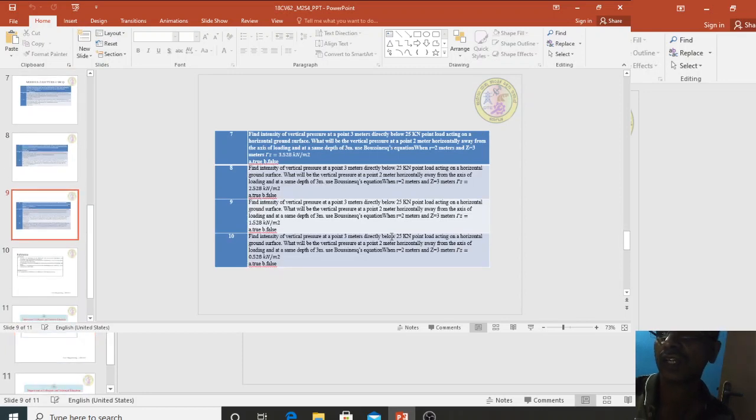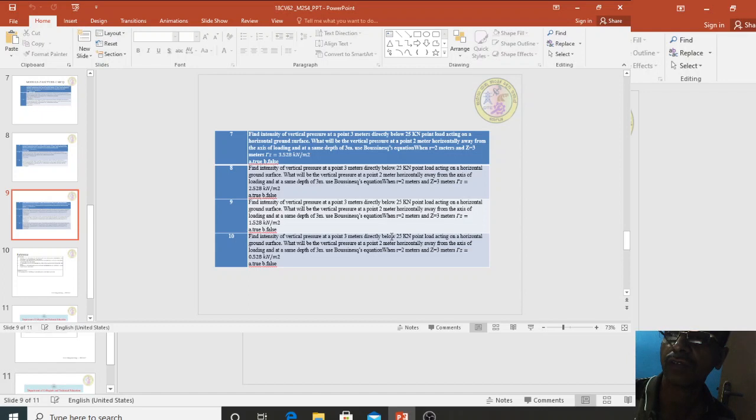Next question is, find the intensity of vertical pressure at a point 3 meter directly below a 25 kilonewton point load acting on a horizontal ground surface. What will be the vertical pressure at a point 2 meter horizontally away from the axis of loading and at a depth of 3 meter using Boussinesq's equation? When R is equal to 2 meter, Z is equal to 3 meter, the value is 3.528 kilonewton per meter square. Again it is greater than 1.328. Therefore it is false.